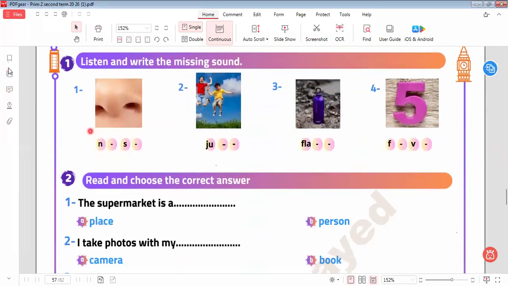So here we say, what do I put here? I put here nose. Here we say jump. Here we say, here is what he is playing. Here we say 5. Let's continue the rest of the exercise.